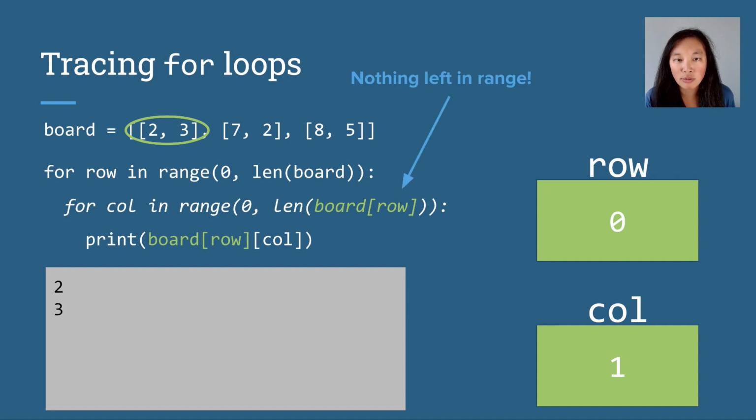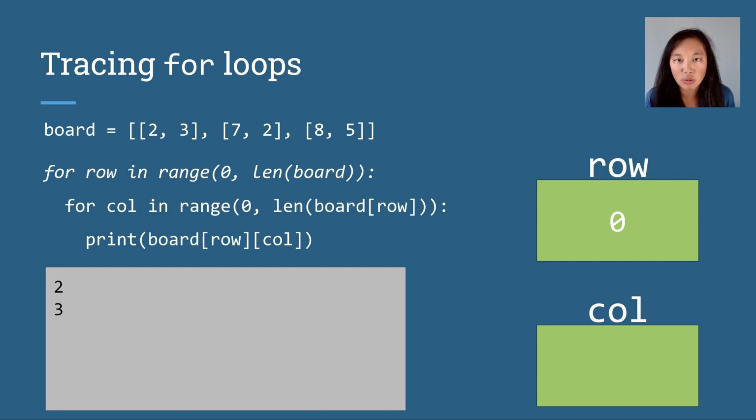We then go to the for loop, and we see that there's nothing left in our range. Again, our range was going to go from 0 to 2, and when we do a range of that, 2 is not included. So we're done with this range. So now we're done with this for loop. So we return back to the outer for loop.